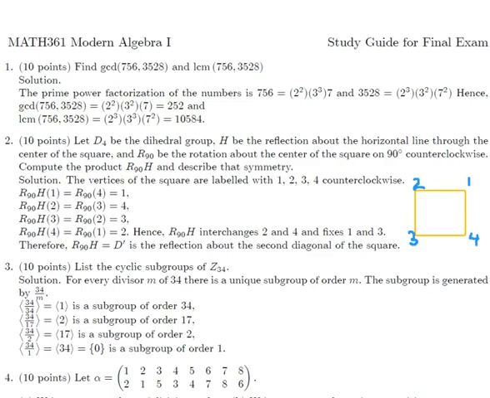Problem 2. Let D4 be the dihedral group, H be the reflection about the horizontal line through the center of the square, and R90 be the rotation about the center of the square by 90 degrees counterclockwise. Compute the product R90H and describe that symmetry.